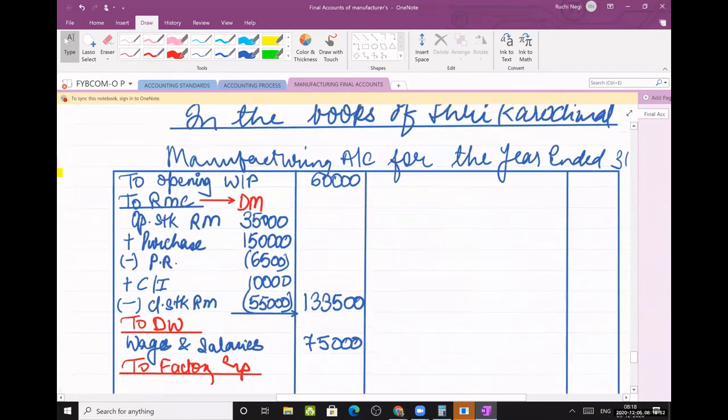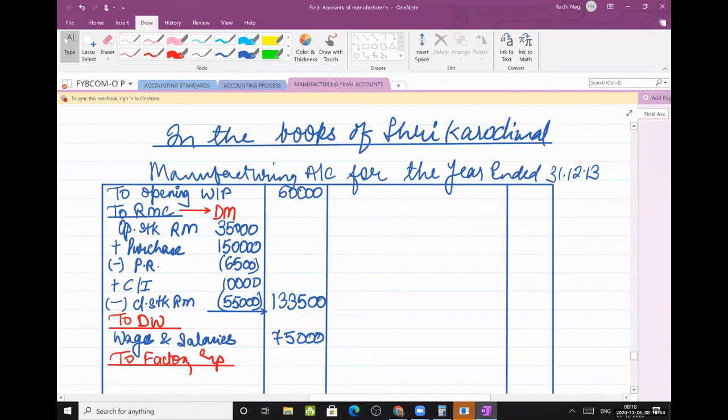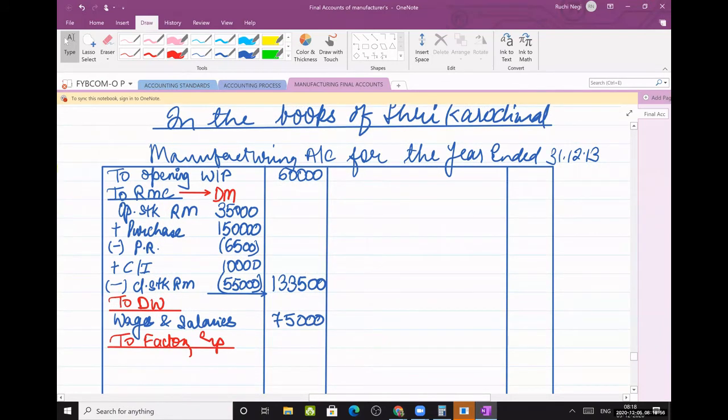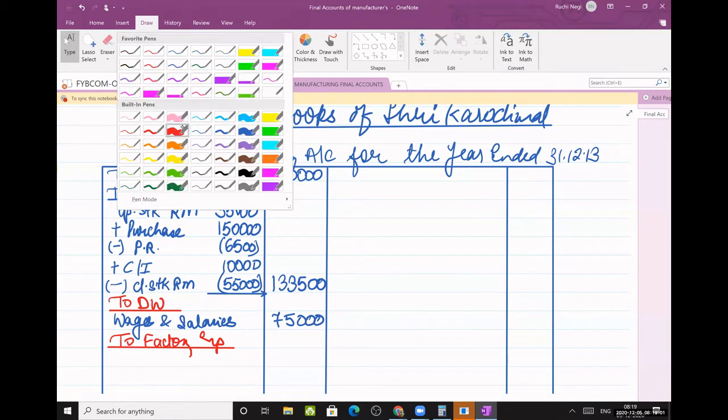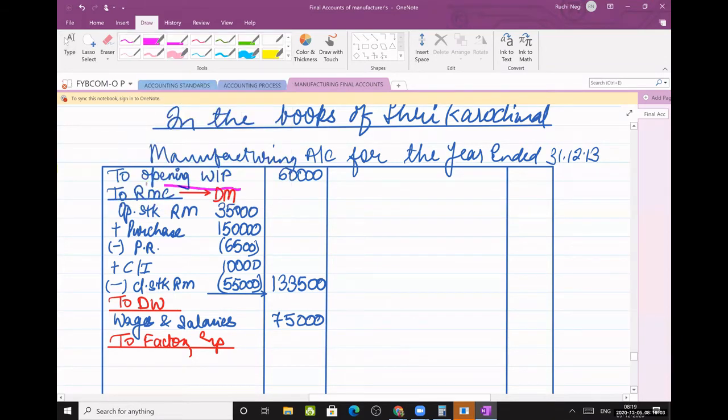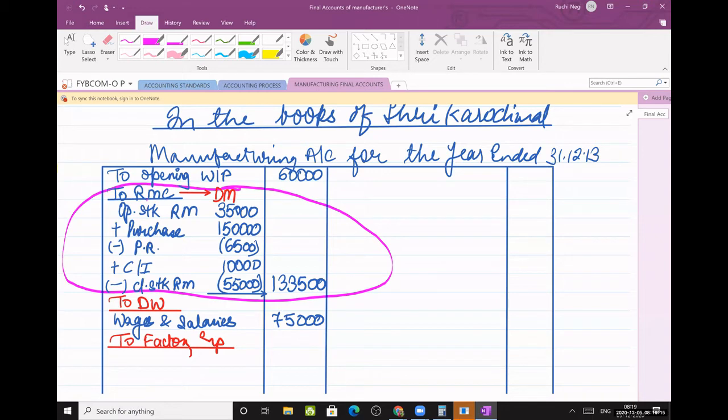Okay, and I start. Manufacturing account, opening WIP 60,000. Then this is the raw material consumed formula. Opening stock of raw material 35,000. Add purchase 1,50,000. Purchase return subtract. Carriage inward add. And closing stock subtract.